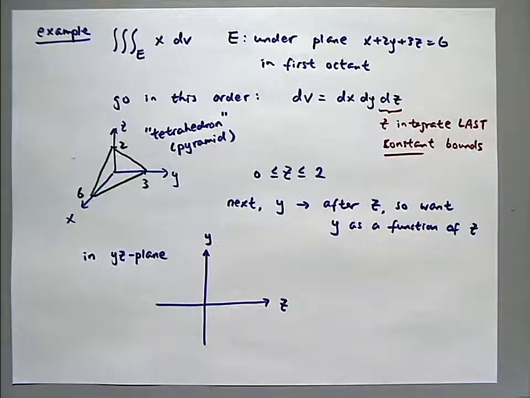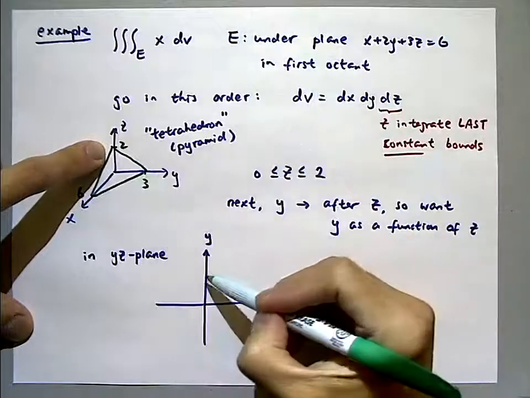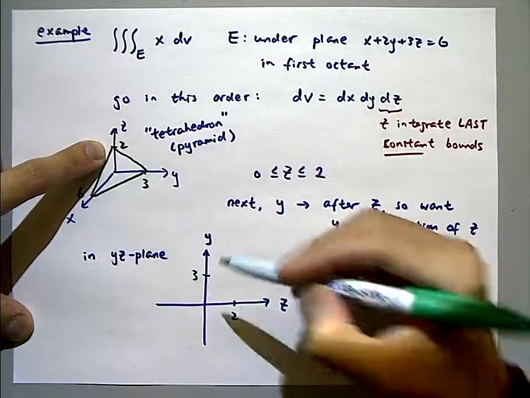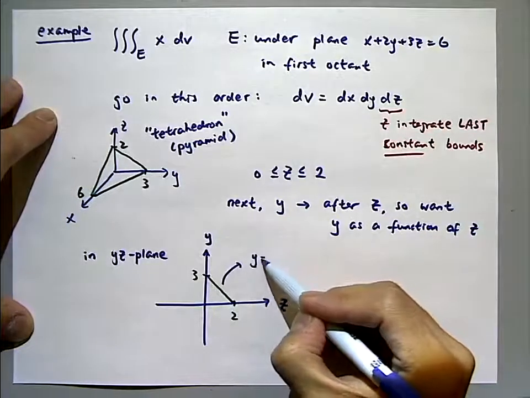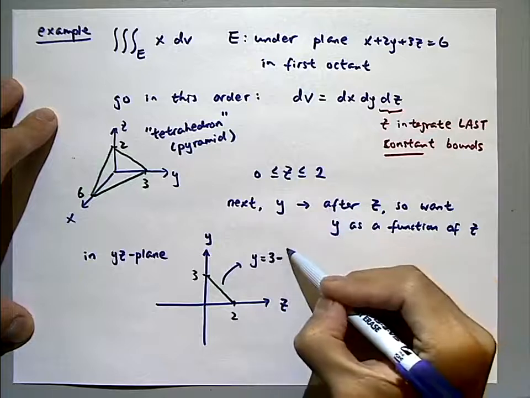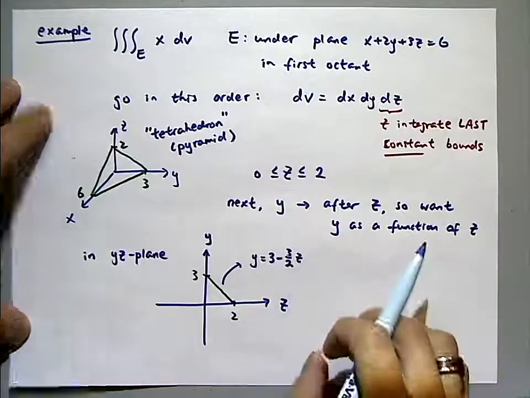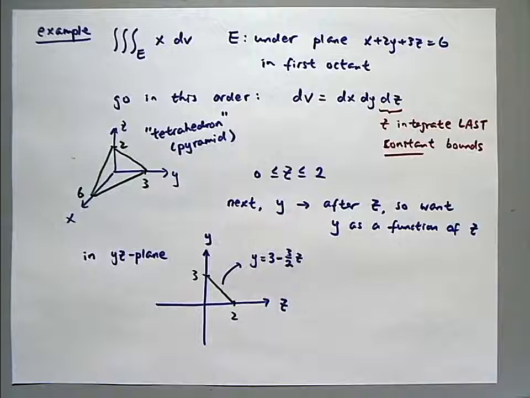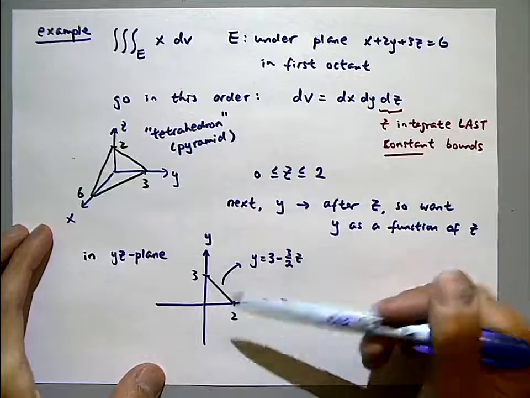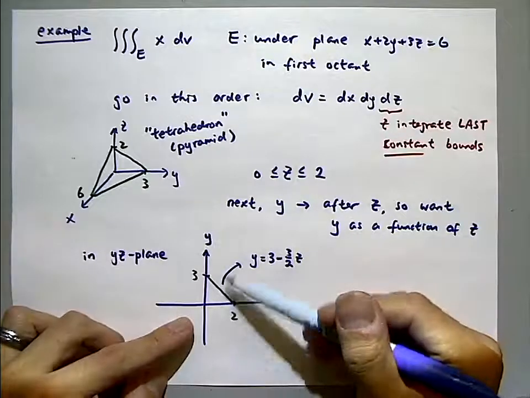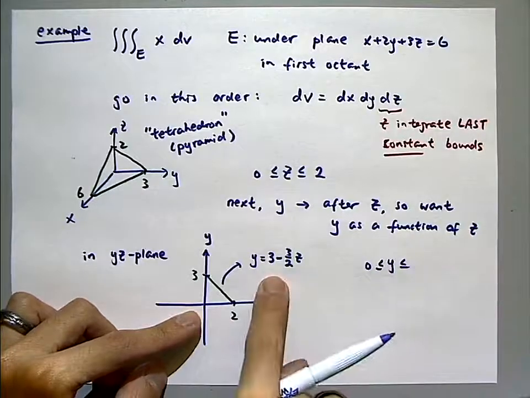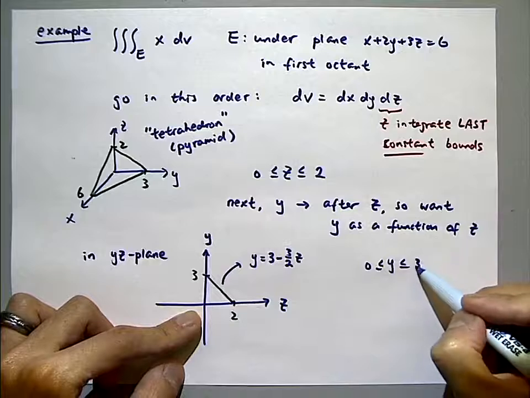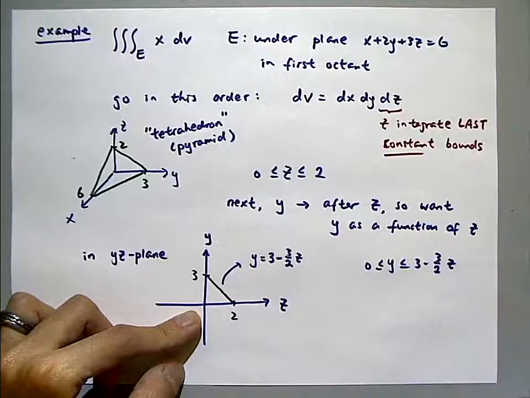All right, so looking at how z and y are related, look at the intercepts. Y has an intercept of 3, z has an intercept of 2. So this equation here is y is equal to 3 minus 3 over 2 z. And looking at this region here, this is becoming our region D, just like last time. Y clearly is bounded between 0 and the ceiling in this picture, 3 minus 3 over 2 z.